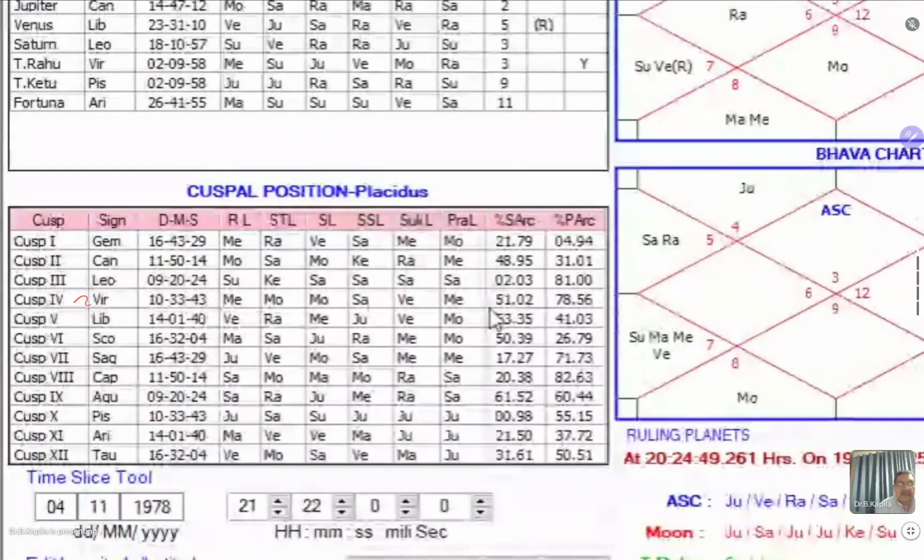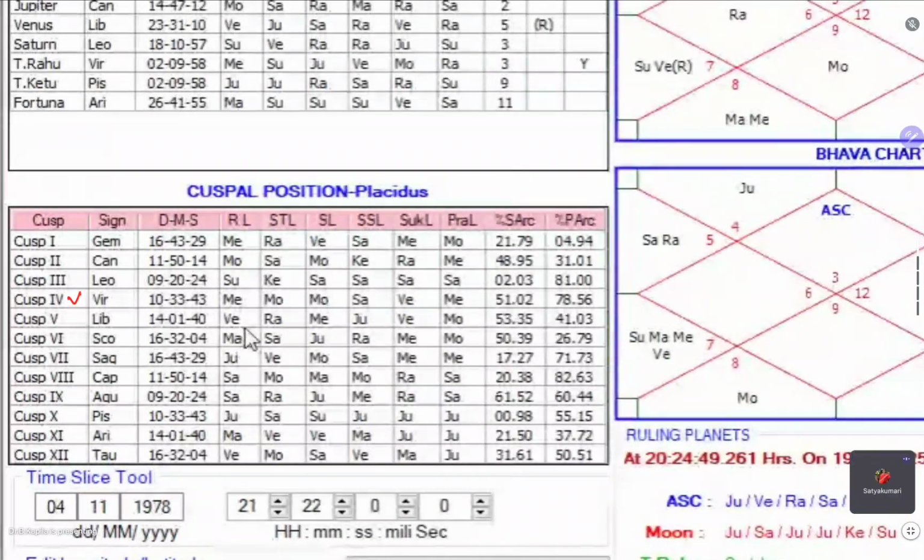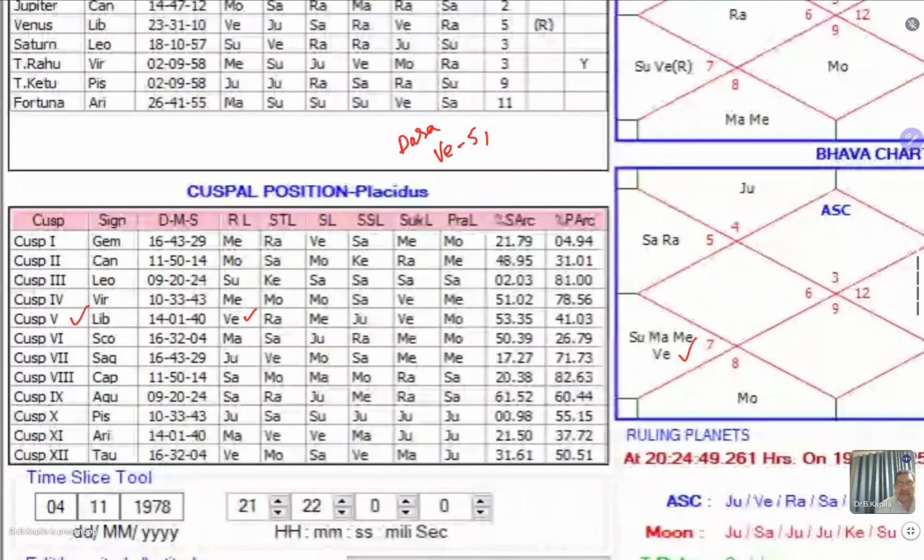Venus is appearing in 5. Venus is also appearing in 5th bhava. Satisfies the condition. So appearance of Venus in 5th as a 5th co-ruler, sign lord of the 5th cusp, and it's posited in the 5th house in the bhava chart, it satisfies the first condition for Venus to be an effective dasha lord, subject to condition that it also fulfills the other 2 conditions.